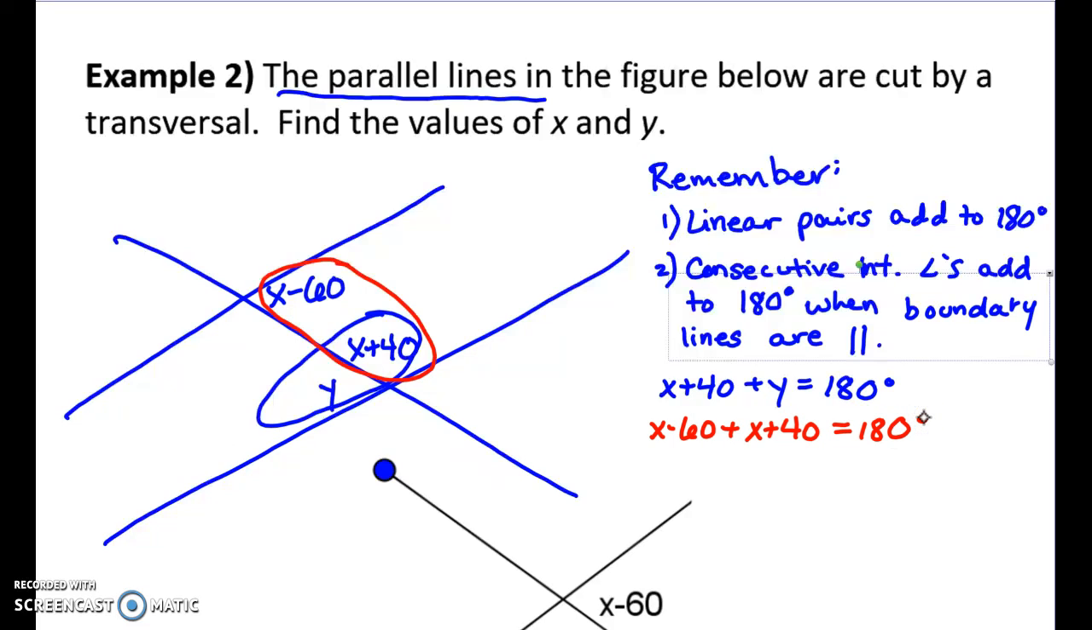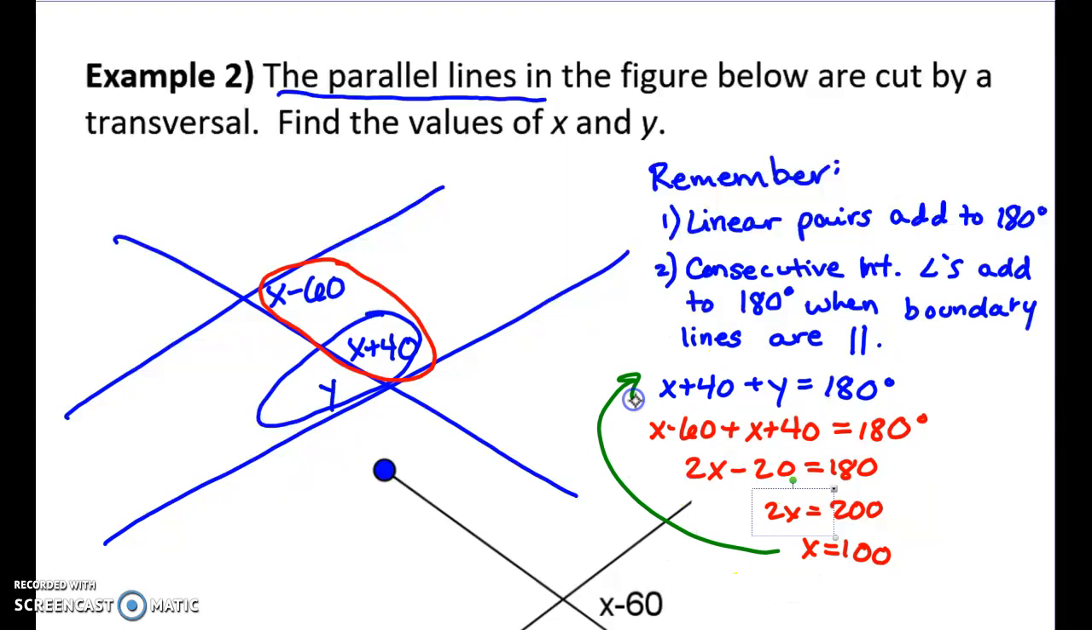Now this is a nice system because I really don't have to do substitution or elimination, because the second equation can just be solved. I get 2x minus 20 equals 180, or 2x equals 200. So x is itself 100. And then I'm now going to plug this back in up here. And so I do 100 plus 40 plus y equals 180. So y must be 40 degrees. And so those are my 2 answers.